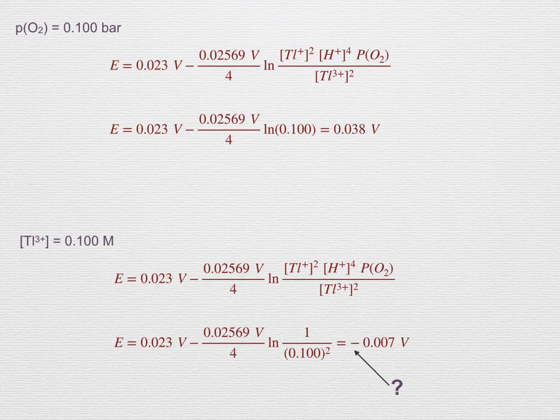Is there any chemical insight we can glean from this? At a 1 molar thallium 3+, the reaction was proceeding forward. At 0.1 molar, it was going in reverse. Somewhere between these two conditions, the reaction must have been at equilibrium, with the forward reaction equaling the reverse reaction. What would that concentration be, do you think? The cell potential was first a positive 23 millivolts, and then at 0.1 molar thallium 3+, it was a negative 7 millivolts. What is the equilibrium condition?